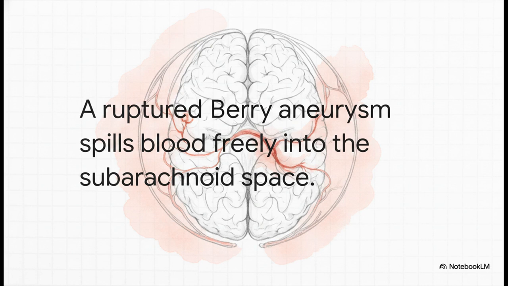Because the major arterial structures of the circle of Willis travel directly through the subarachnoid space, a rupture here doesn't create a localized, tight blood clot. Instead, that blood spills out freely, washing throughout the basal cisterns and tracking deep into the brain's fissures.